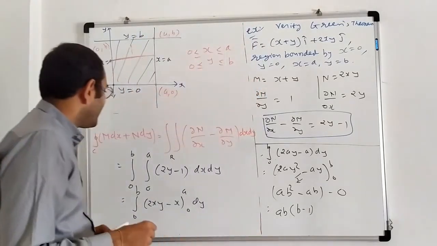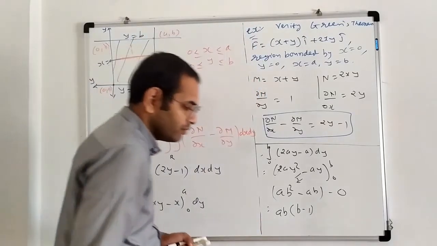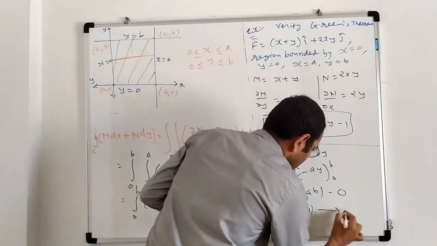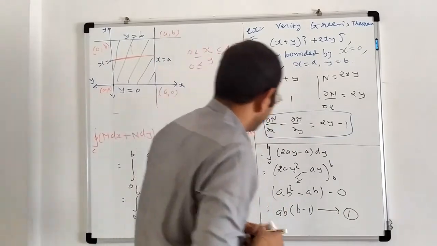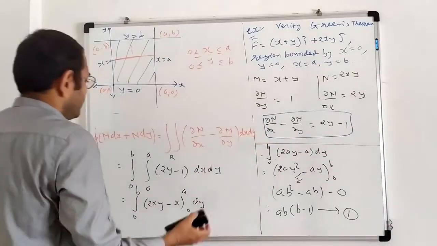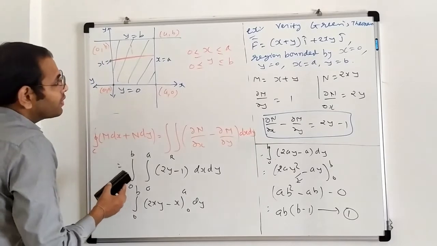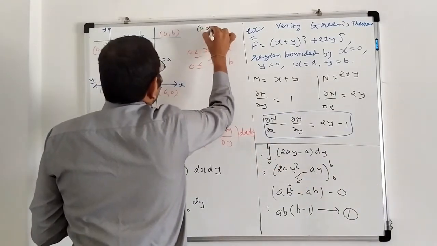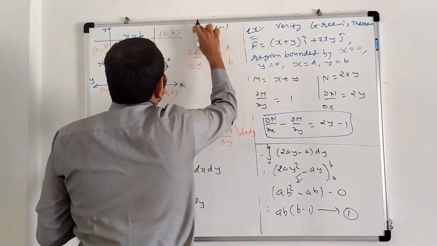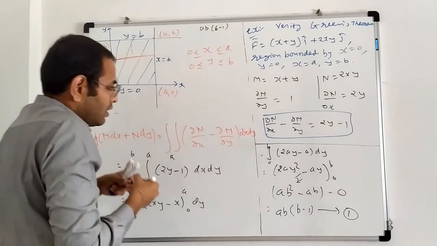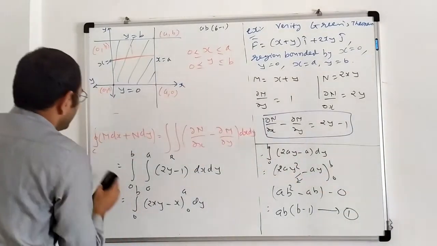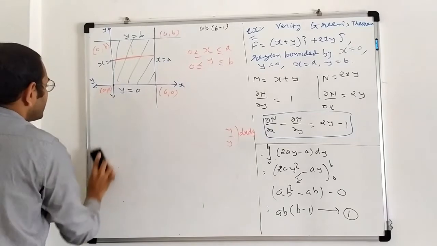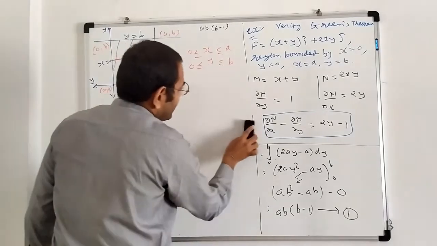Now verify Green's theorem. Then this is our equation number 1. Now AB bracket this. Now verify Green's theorem with the help of line integral.